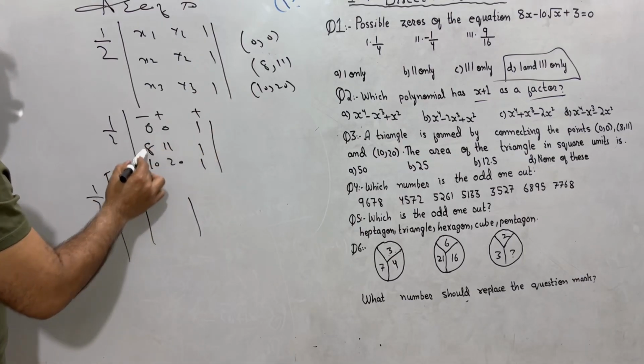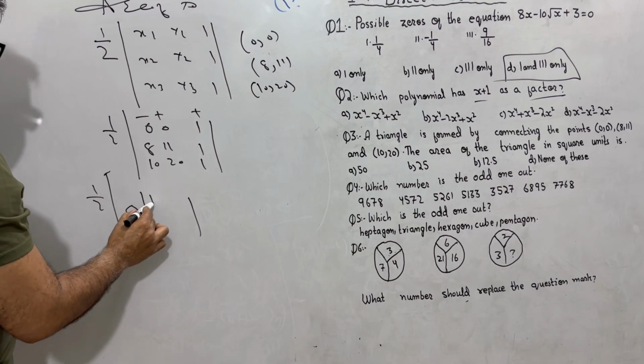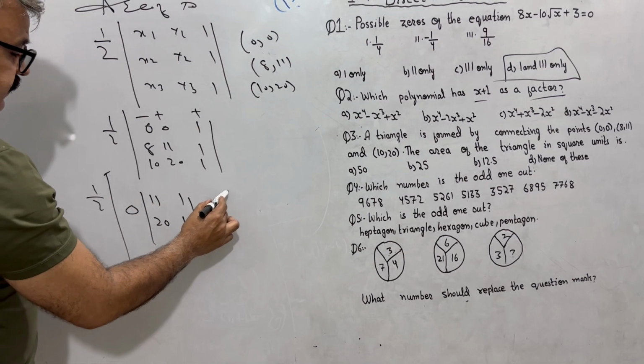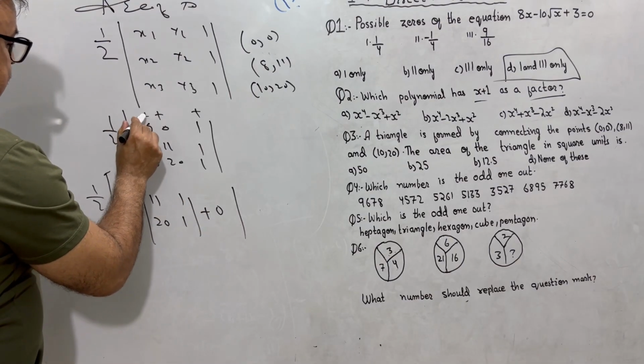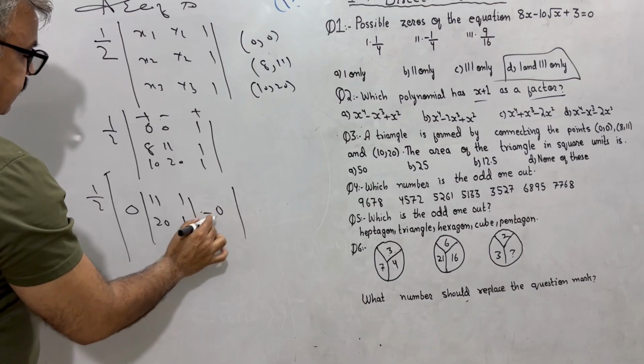Delete first row, first column. I have 11 times 1, 20 times 1 plus 0. Sorry, first one is positive, other one is negative. Positive, negative, again positive. This is negative.